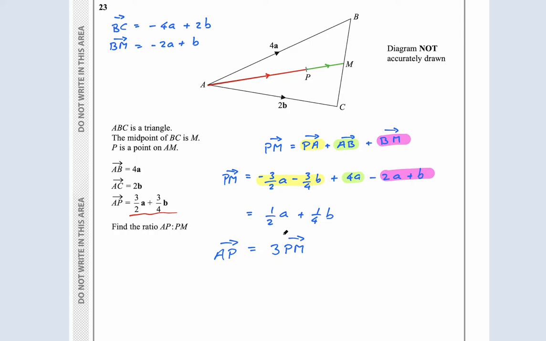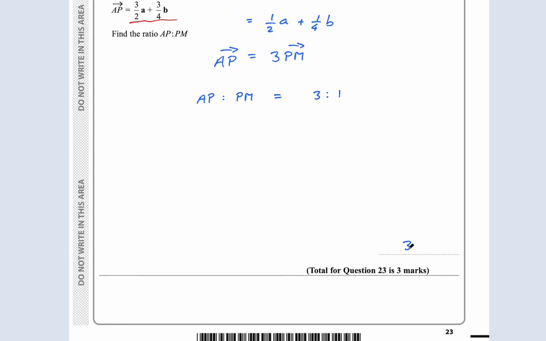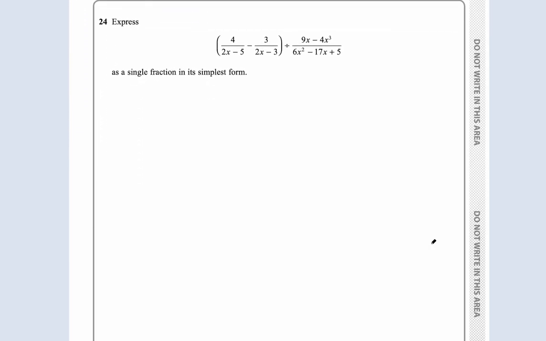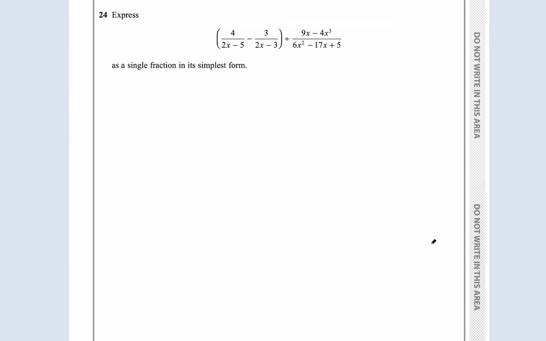Therefore, the ratio of AP to PM is 3 to 1. So the length of AP to PM is going to be equal to 3 to 1, because AP is the bigger one. I need 3 of these to equal 1 of these, so the ratio is 3 to 1, and I'll write down here 3 to 1. Okay, that's question 23. Question 24.